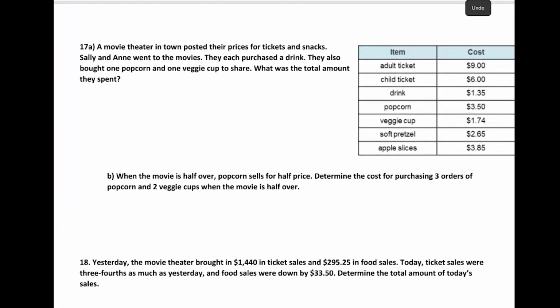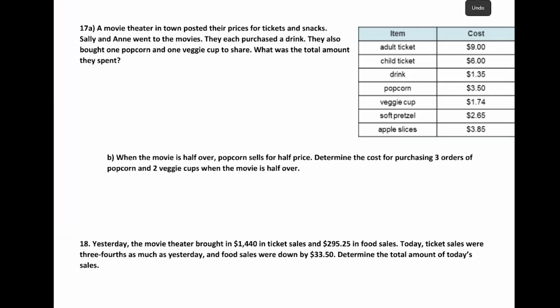Number 17 says a movie theater in town posts their prices for tickets and snacks. Sally and Ann went to the movies. They each purchased a drink. They also bought 1 popcorn and 1 veggie cup to share. Okay, so altogether, just to break this down, they each purchased a drink. So they're going to have 2 drinks. So that's 2 times the cost of a drink, which is $1.35. You can see that in the table right here.